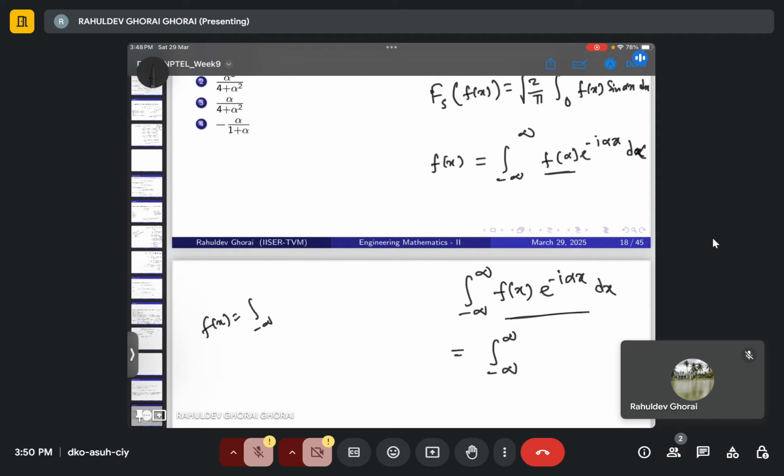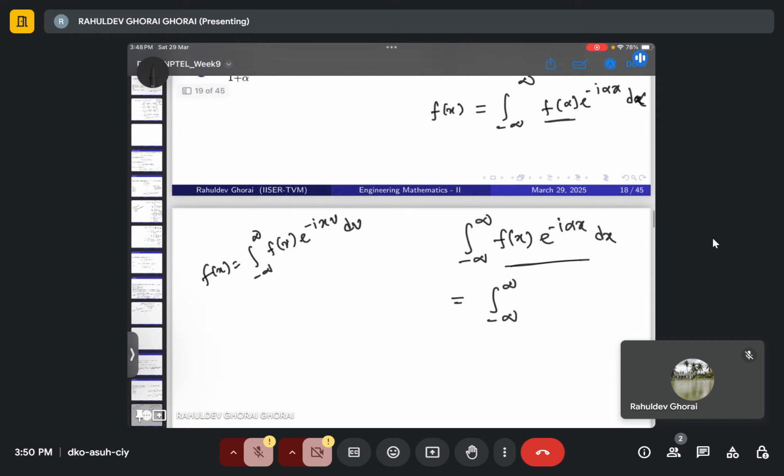So f(x) one can write as the integral from minus infinity to infinity of f(v) e to the power minus i x v dv. Knowing this, if you put this f(x) here, then it will be the integral of f(v) e to the power minus i x v dv, times outside it will be e to the minus i alpha x dx.